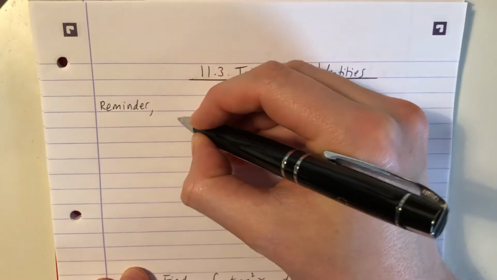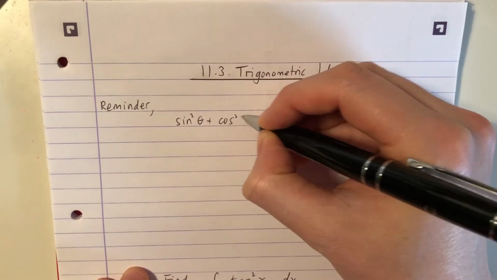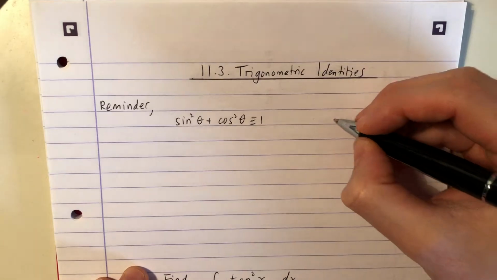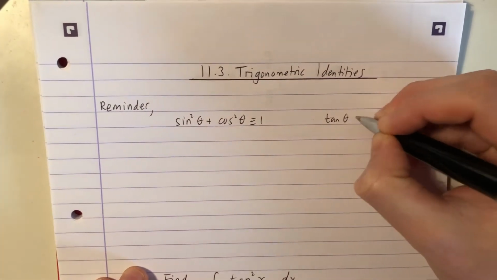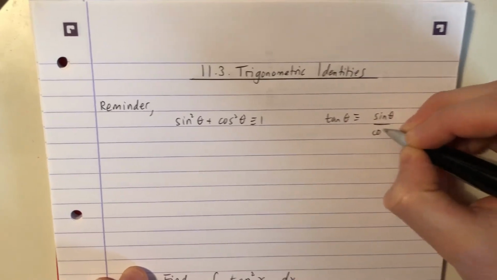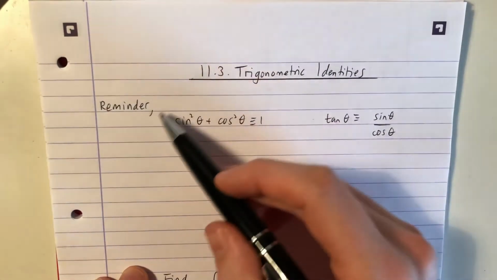that's the fancy word for it, which is just sine squared theta plus cos squared theta is identical to 1. And also tan theta is sine theta over cos theta. Now, you can get two more identities from this.